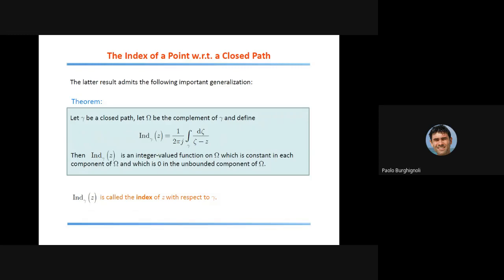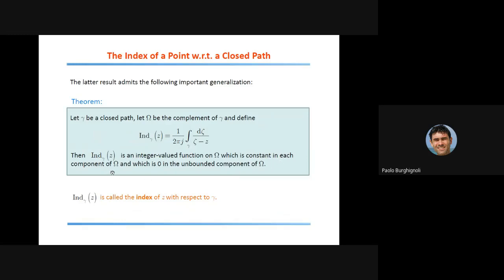And let us define the function index of the point z with respect to this closed path gamma as the right-hand side says, so 1 over 2 pi j times the integral over gamma of the function 1 over zeta minus z, where zeta is now a complex variable, of course. And so this is an integral in the complex zeta plane. Now, this index function turns out to be an integer valued function on omega. So it can only assume integer values. And those values are constant in each component of omega.